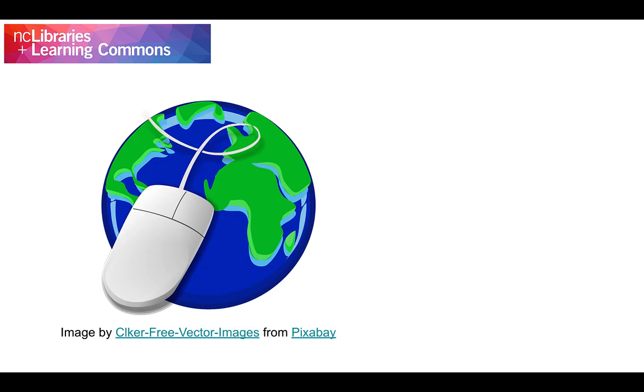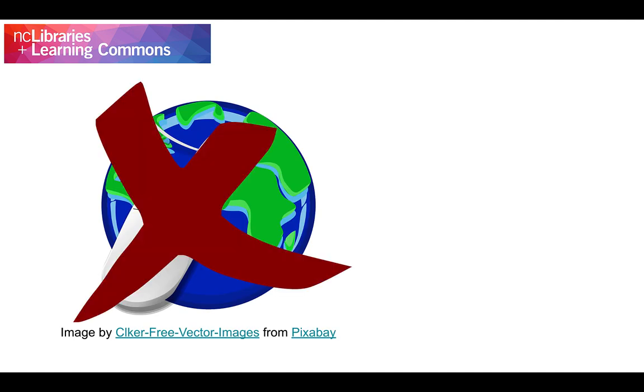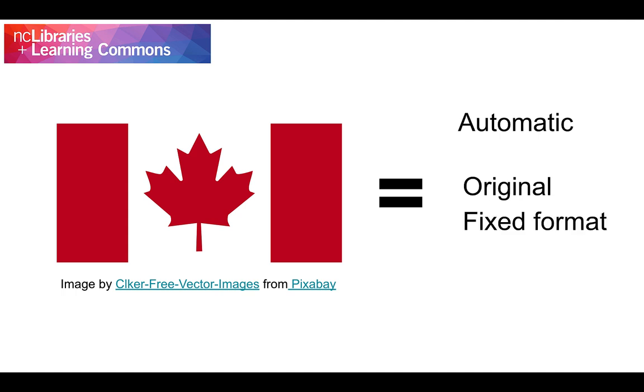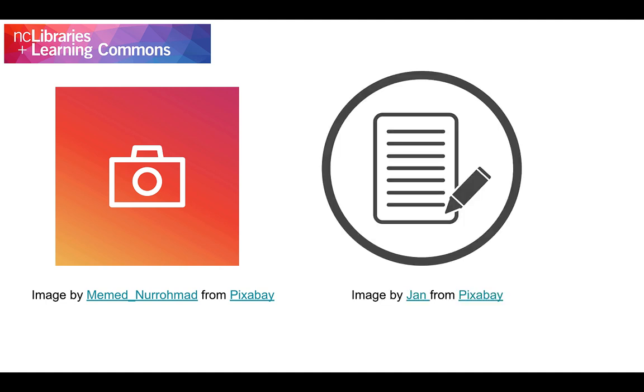There are many resources that are readily accessible on the internet, but that does not mean that they are copyright free. Remember, copyright and protection in Canada is automatic if the work is original and in a fixed format. Pictures on Instagram, articles on websites, are all protected by copyright.